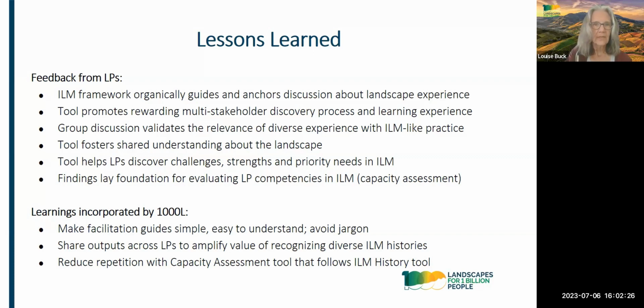They all recommended that sharing the outputs of these exercises across landscape partnerships widely would really amplify their value, because part of the value is in recognizing the diversity of history with ILM and how much can be gained from sharing those, which of course is part of the design of 1,000 landscapes for 1 billion people. So that fit our own concept pretty well. And many of those groups had already tried the capacity assessment tool. They appreciated the fact that they were both built around the same framework, but they also felt that it became a little bit repetitive. So let's go to the next slide, please.